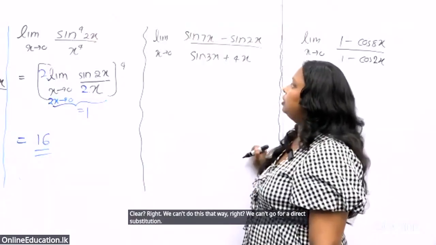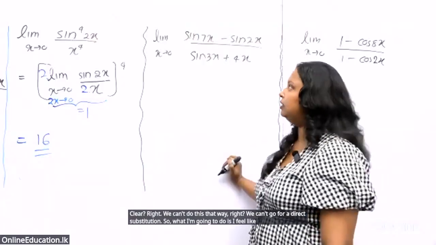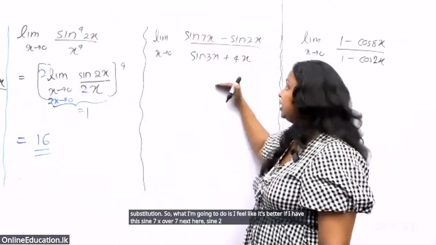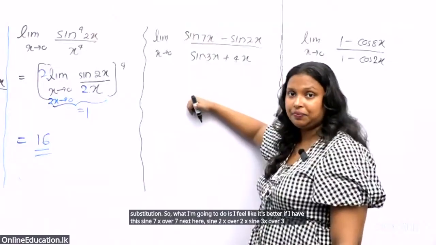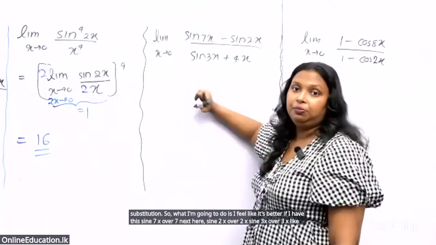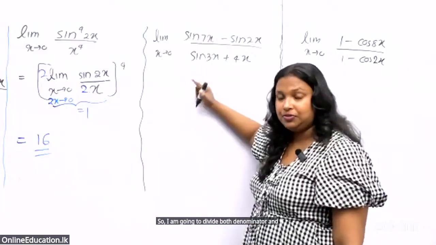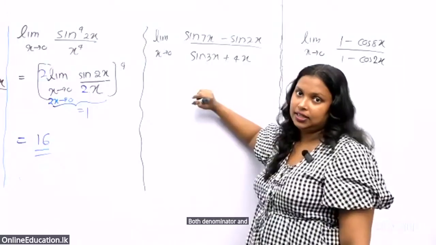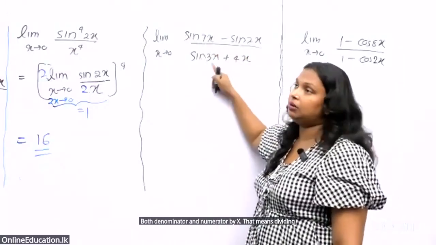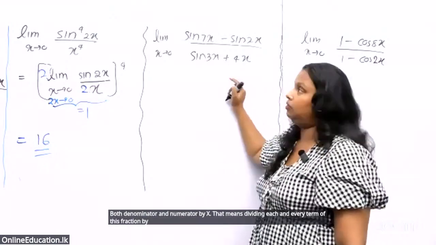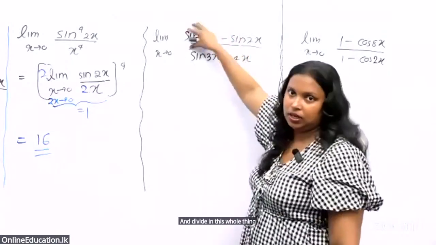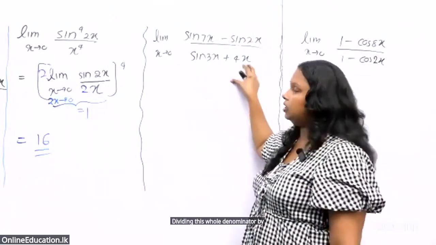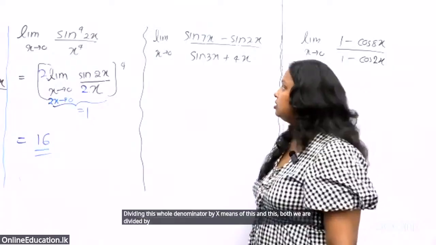Right. So what I'm going to do is, I feel like it's better if I have this sine 7x over 7x here, sine 2x over 2x, sine 3x over 3x, like this. Clear? So I'm going to divide both denominator and numerator of this fraction by x. That means dividing each and every term of this fraction by x. Dividing this whole denominator by x means this and this both we have to divide by x. Okay, let's divide them and write.